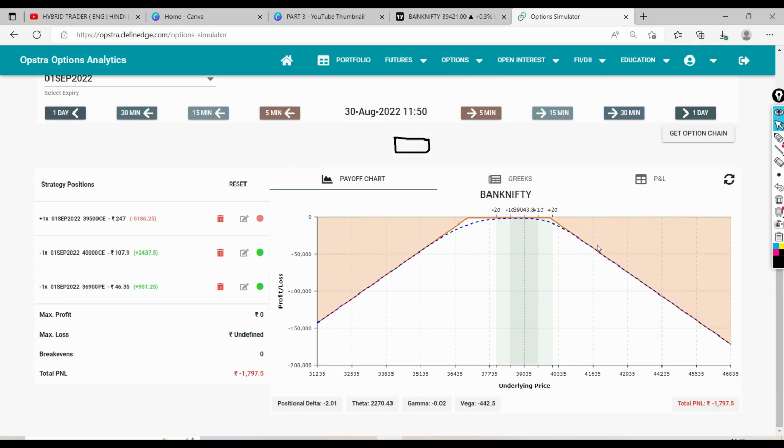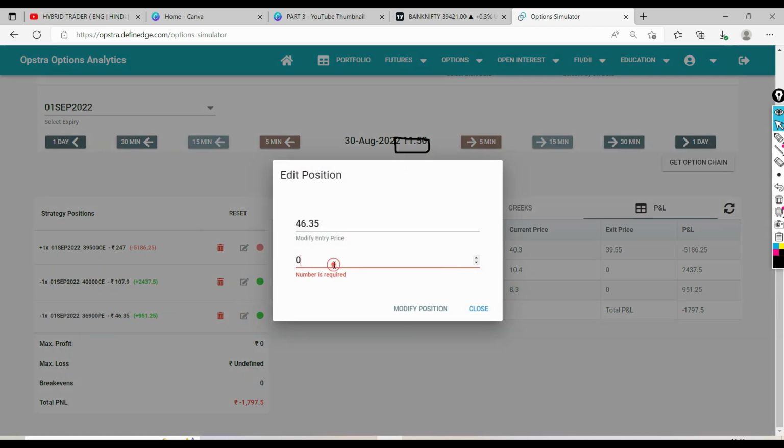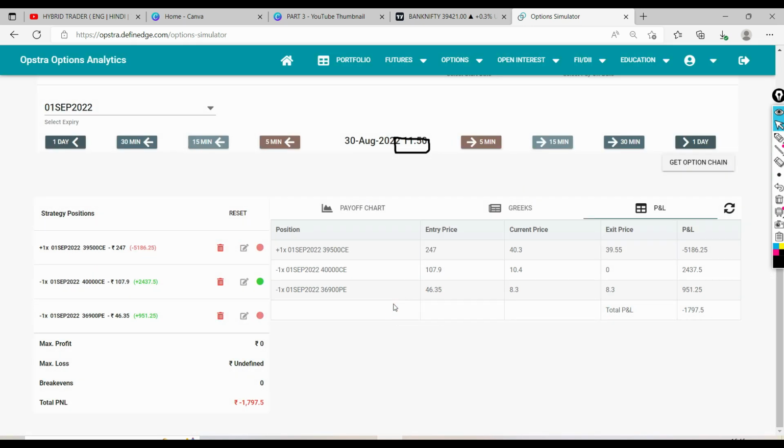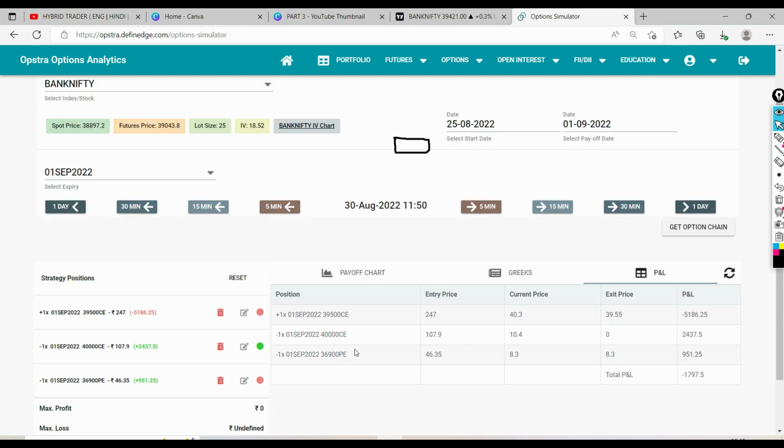Simple, friends. What I'll try to do, I'll go to the option chain. I'll book this 36,900. Now where is my sold position? 40,000. Where is the market standing? 39,000. My current price is 39,000 and my sold call is at 40,000. So almost I have a 1,000 spread difference on 30th August, one day before the expiry.